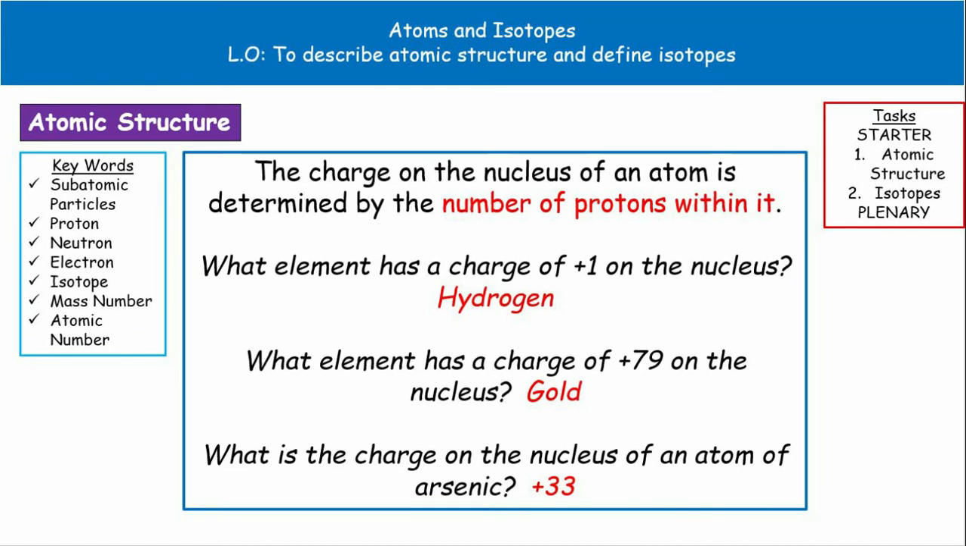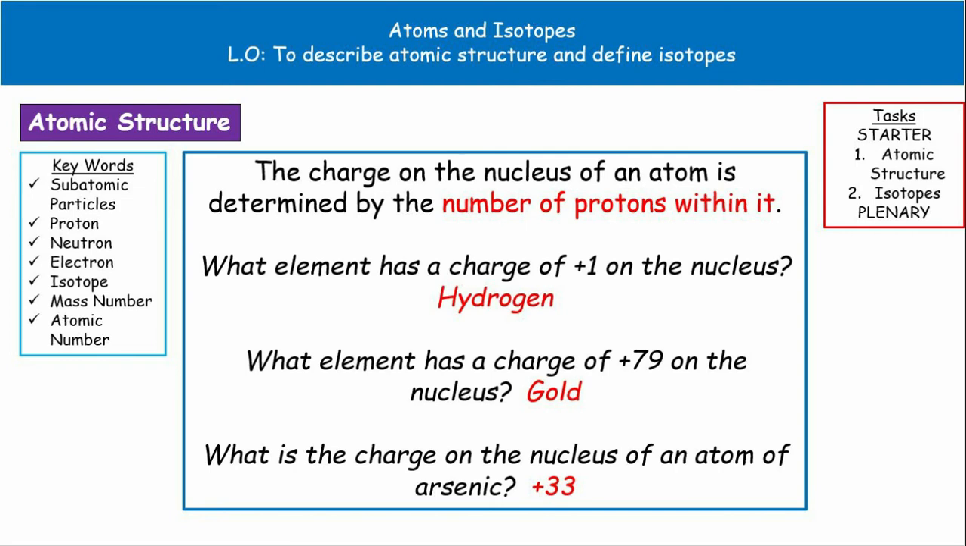So let's check our answers then. As always, tick it if you got it right. If you need to correct it, then please do so. The charge on the nucleus of an atom is determined by the number of protons within it. If we think back to what we said about the structure of an atom, the nucleus is made up of protons and neutrons. Protons have a relative charge of +1, neutrons have no charge. So the charge on our nucleus will be the number of protons, and it will always be a positive charge.